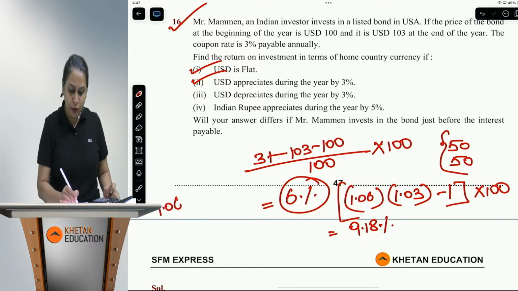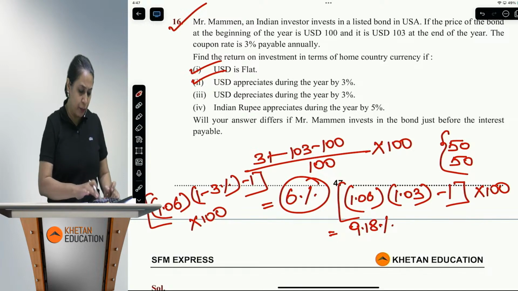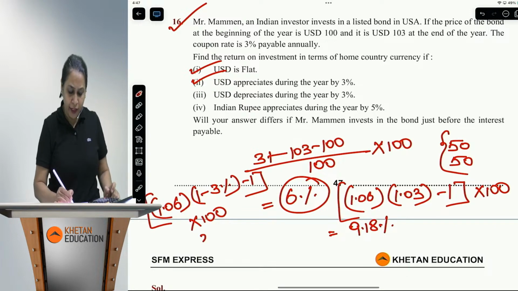Then USD depreciates during the year by 3%. So 1.06, then (1 minus 3%) minus 1, into 100. So 1 minus 3% into 1.06 minus 1 into 100 will give you 2.82%.